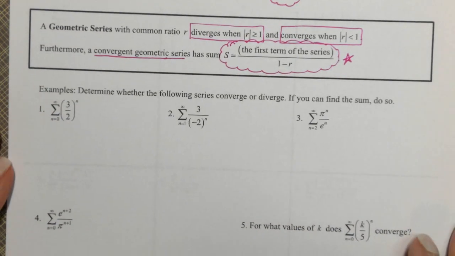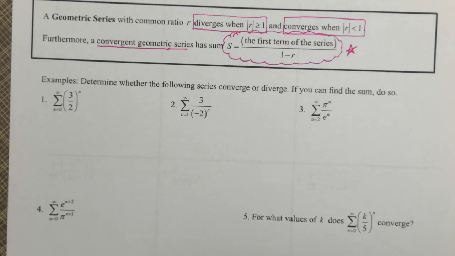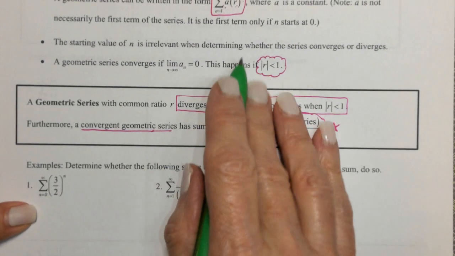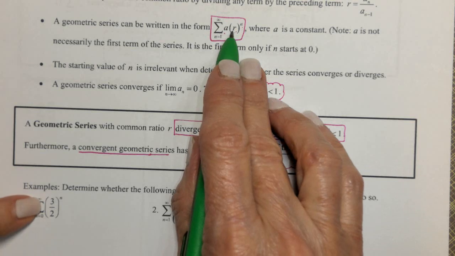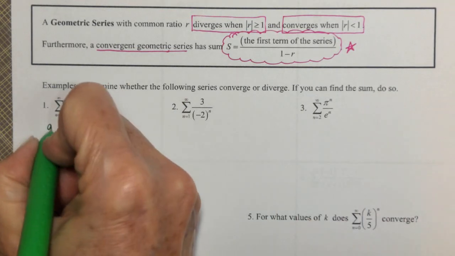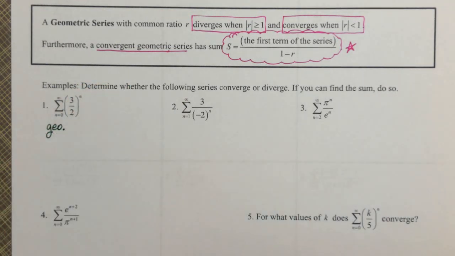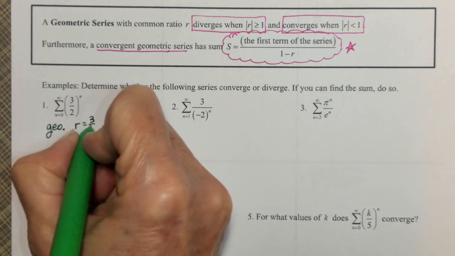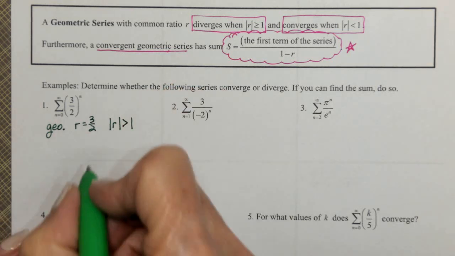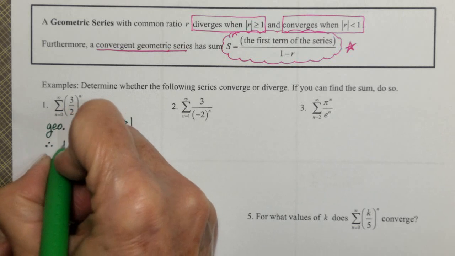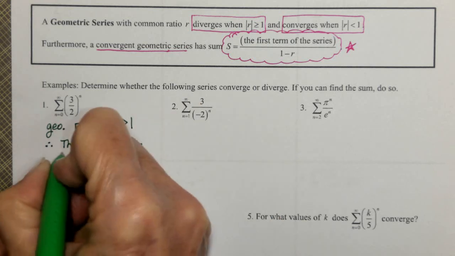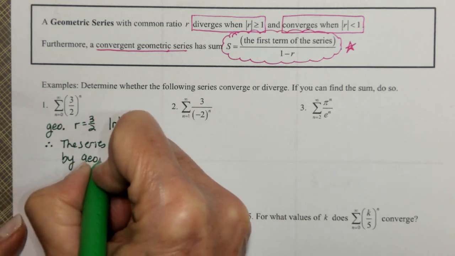Let's take a look at some examples. In this first example, this is already in the form of a geometric series. Remember, the form of the geometric series looks like that: a number, which in this case would be 1, times r to the n. So this is geometric. R is equal to 3/2, and that means the absolute value of r is greater than 1. Therefore, the series diverges by geometric series test.